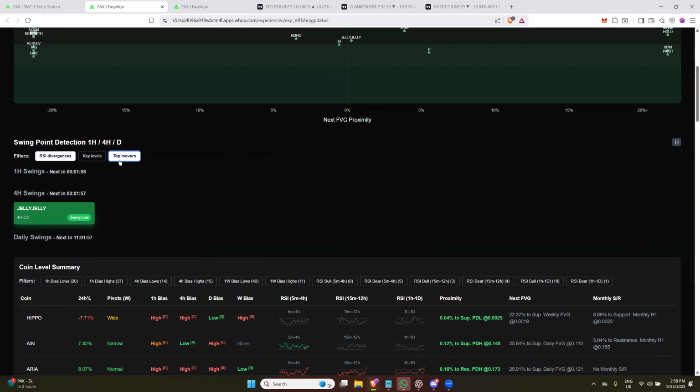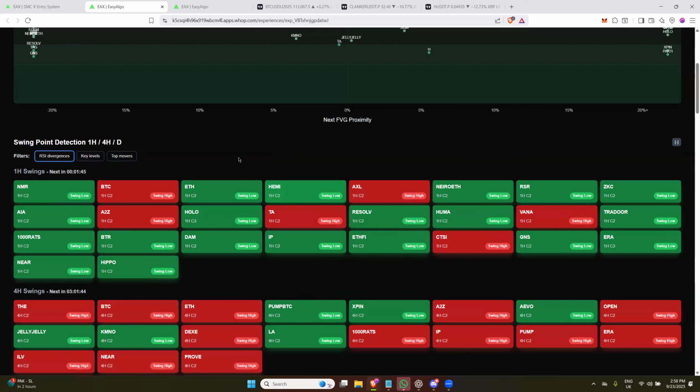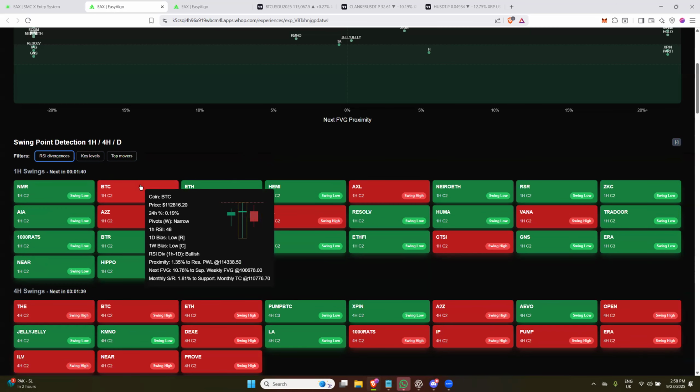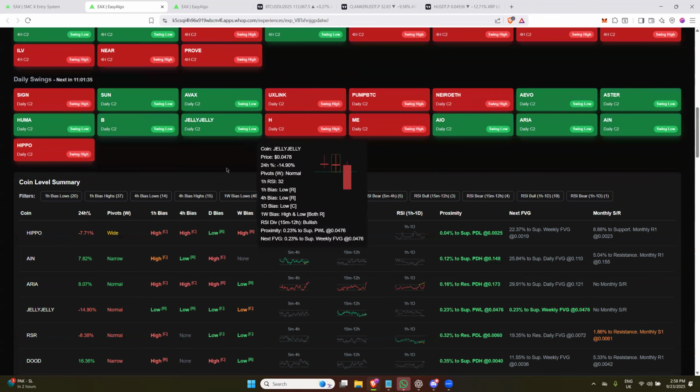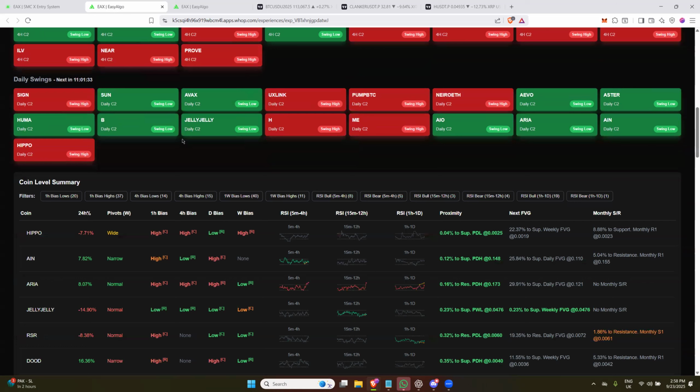And of course, top movers, most movement in the token for the day, key levels being anything close to a fair value gap or support resistance, or proximity to your sweep level. So either your weekly or daily high or low. Okay, moving on. So I hope that's great. I've actually tried to clarify that a little bit more than since last time. But okay, moving on. The coin summary levels.